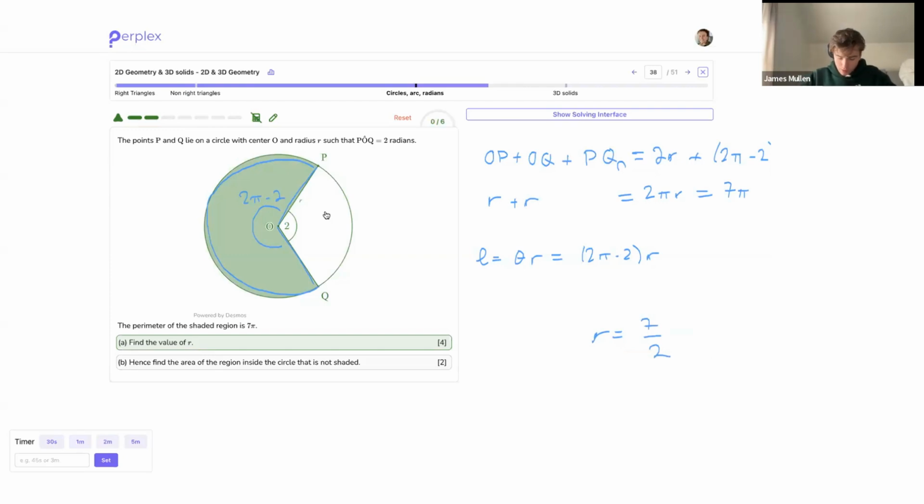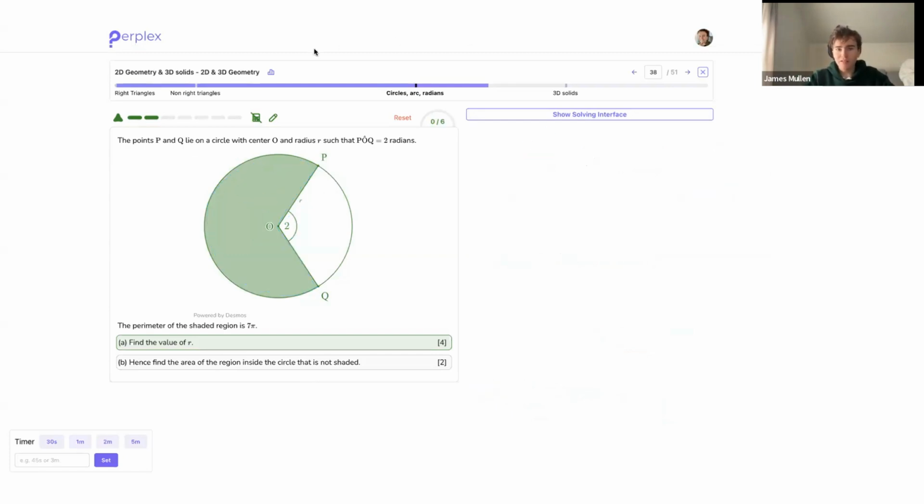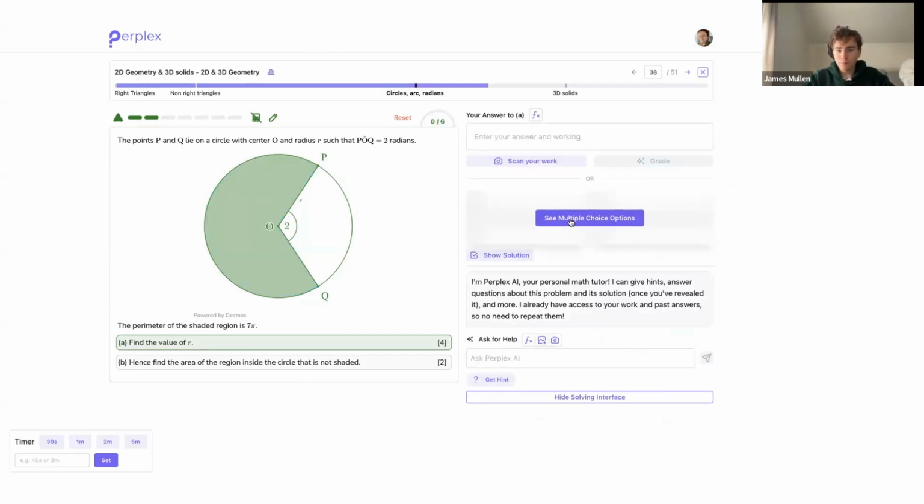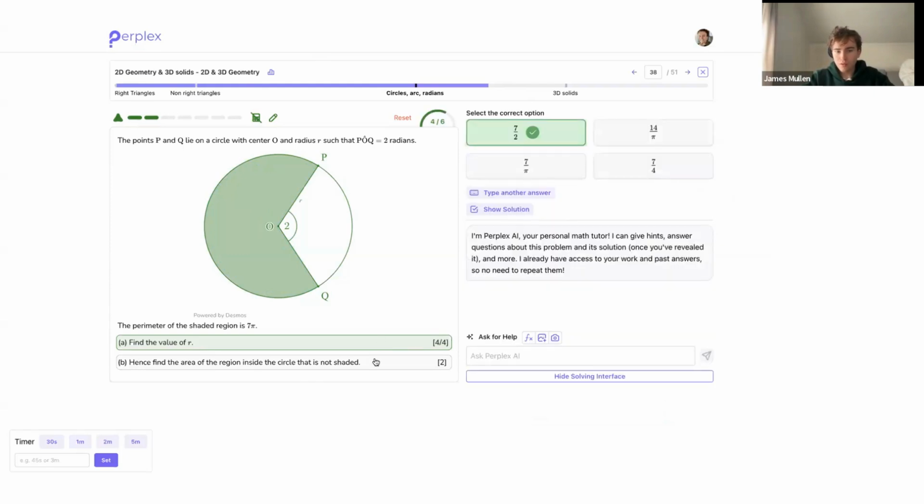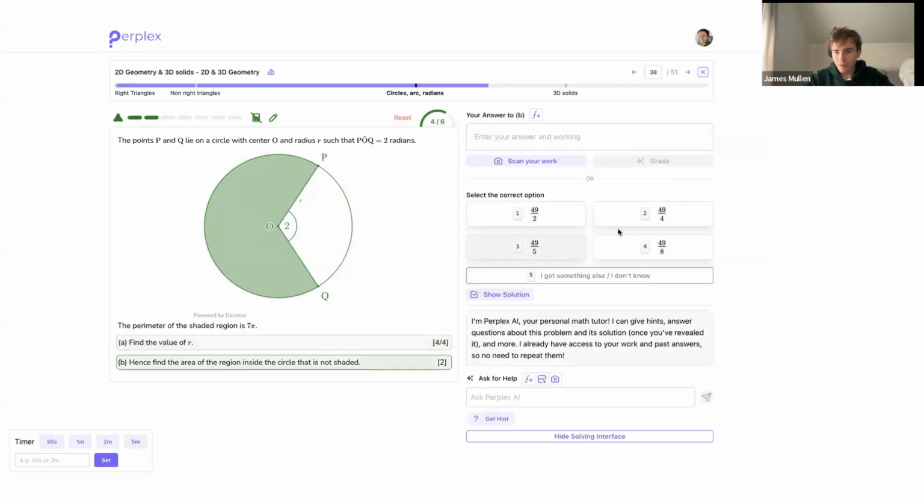Now I want to find the area of the region inside the circle that is not shaded. So I want to find this area here. I remember that the area of a sector is half of theta times r squared. And theta is the angle 2, so this is just r squared, which is equal to 49 over 4. Okay, that is my answer. I'm going to check it off and give you guys a chance to type out questions if you have them. 7 over 2 and 49 over 4.